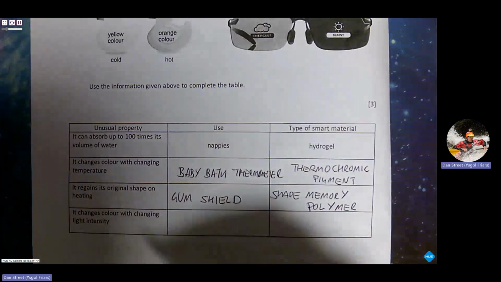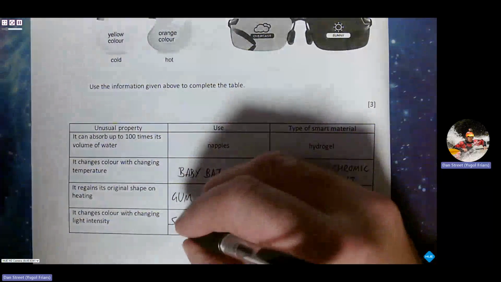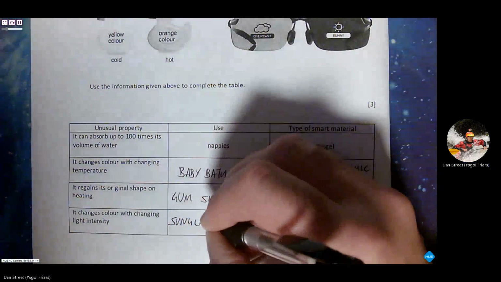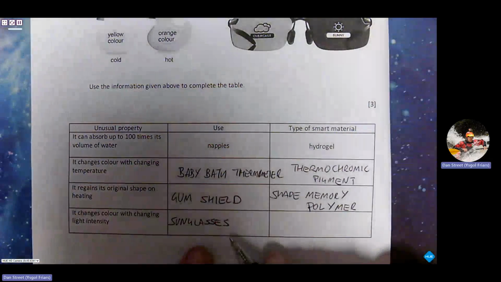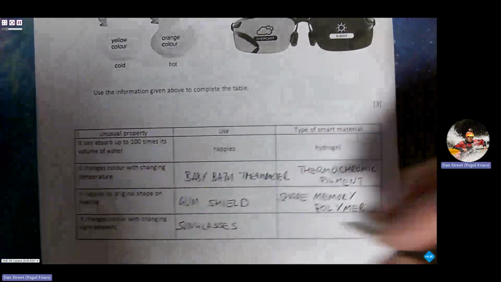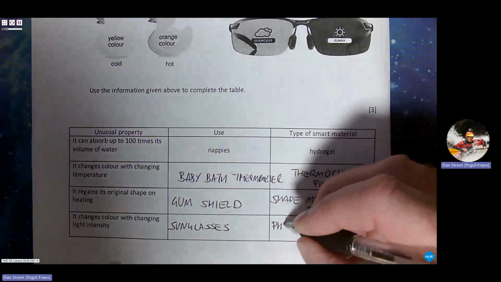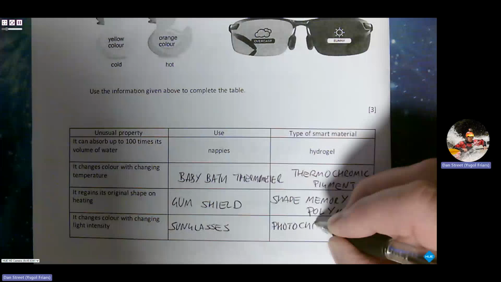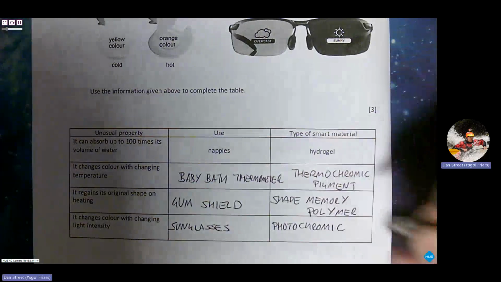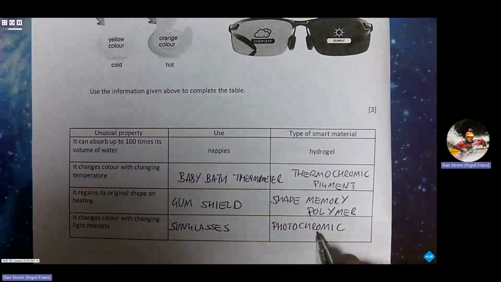It changes colour with changing light intensity, so that will go with the sunglasses. And the material used in these sorts of sunglasses is photochromic. So photo is to do with light, and then the chromic is the changing colour. So they change colour depending upon the light.